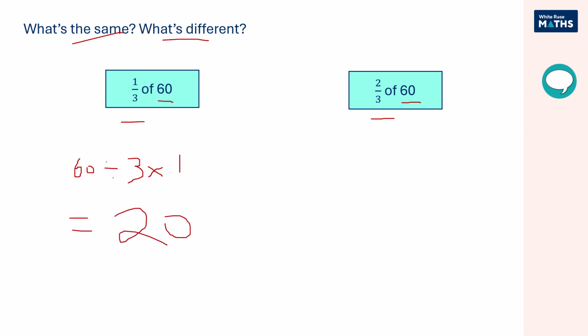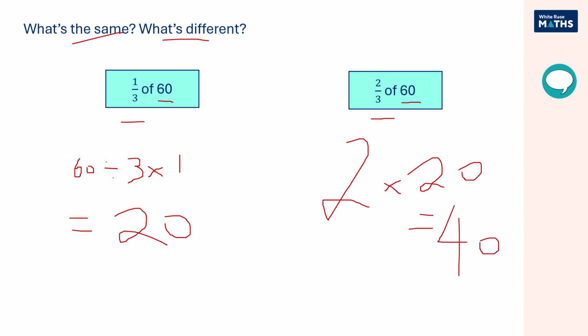This one is a bit trickier here. So if 1/3 is 20, then 2/3 is going to be 2 lots of a third. So 2 lots of 20 is going to be equal to 40. So remember, we divide by the bottom and then we times by the top.